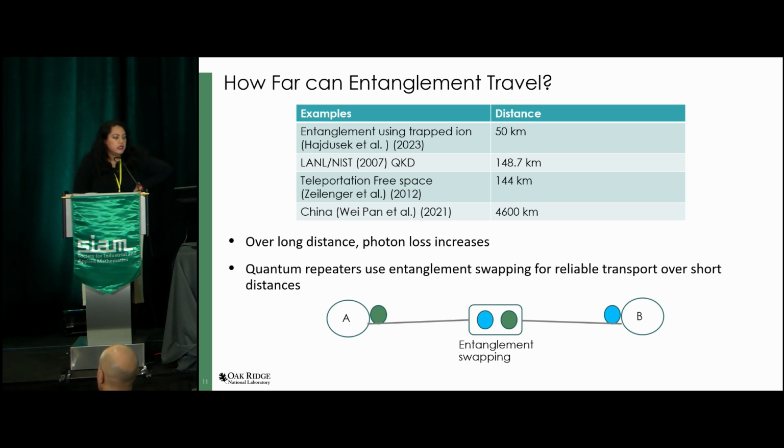And one of the problems is that the photon loses its strength as it passes through the fiber, and that's why satellites can actually give you more distance because they don't have to deal with the friction in the air and stuff like that. And quantum repeaters is a technology that is also being implemented to help you add more distance to this, and they use entanglement swapping to do this.